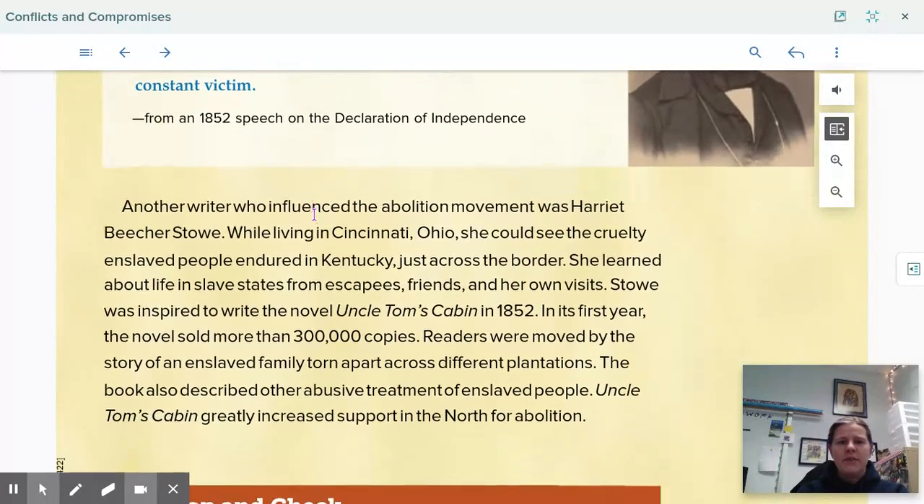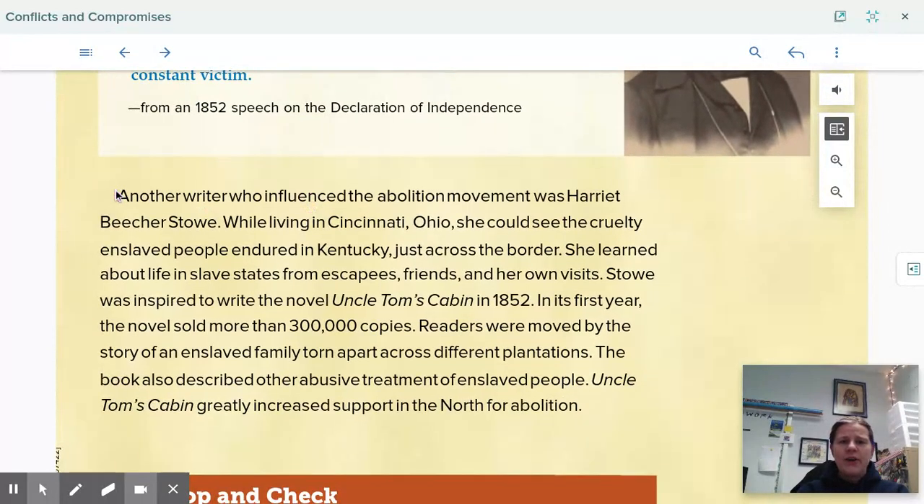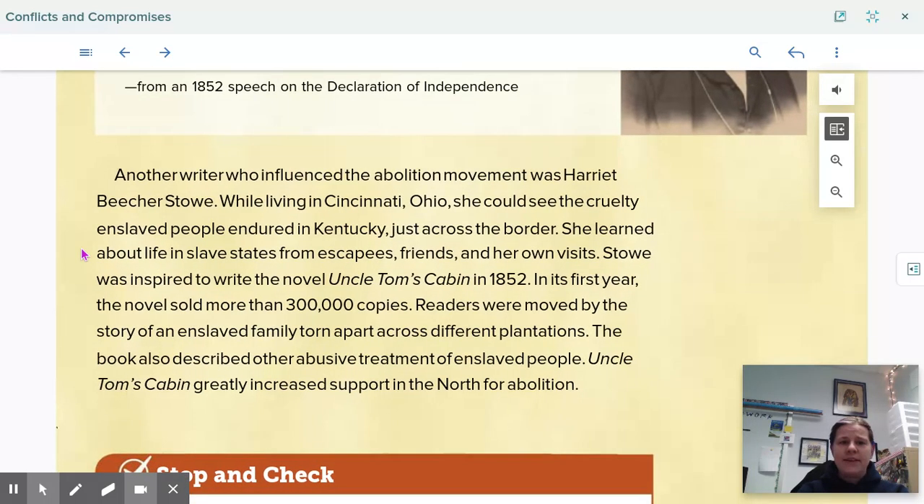Continuing on with another writer who influenced the abolition movement was Harriet Beecher Stowe. While living in Cincinnati, Ohio, she could see the cruelty enslaved people endured in Kentucky, just across the border. She learned about life in the slave states from escapees, friends, and her own visits. Stowe was inspired to write the novel Uncle Tom's Cabin in 1852.